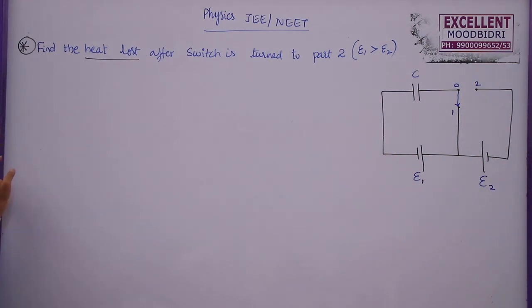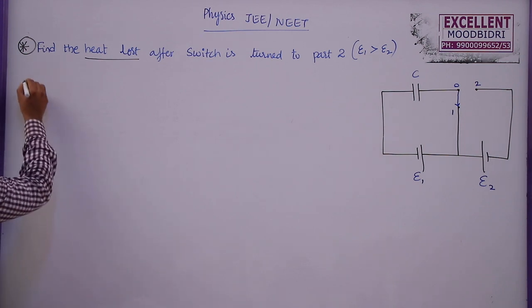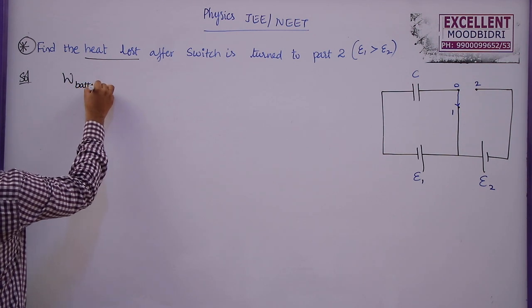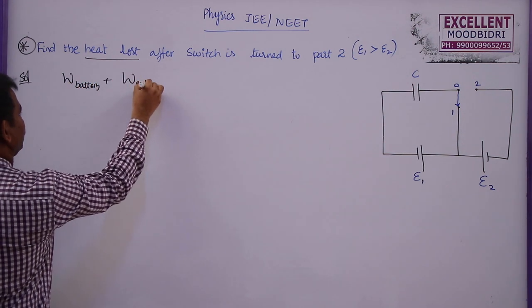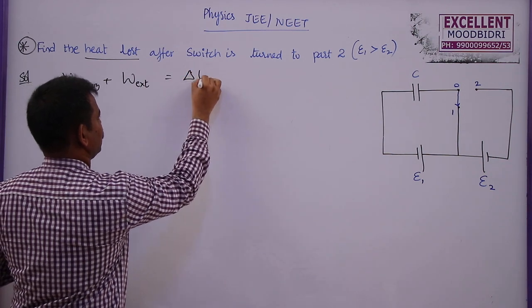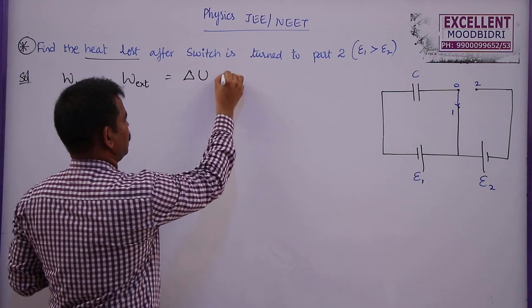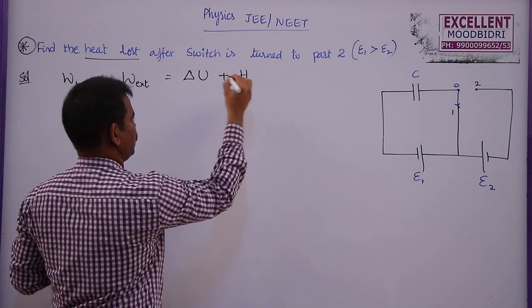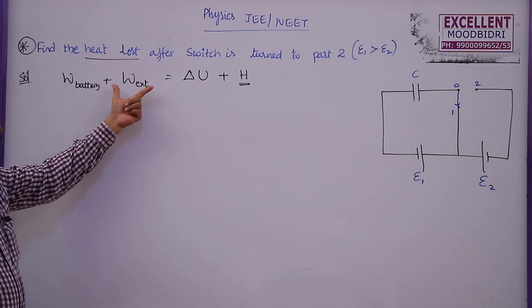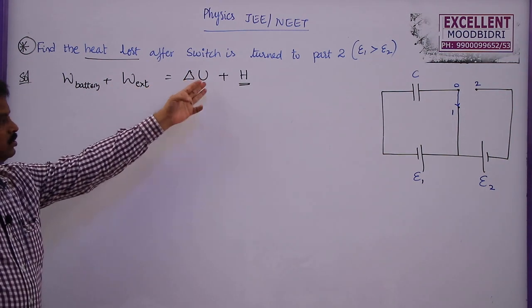We can solve this problem by using conservation of energy, that is, work done by the battery plus work done by the external source is equal to the change in energy stored in the capacitor plus heat lost. We need to find this one. So before that I need to find out the work done by the battery, the work done by the external source, and the change in energy.